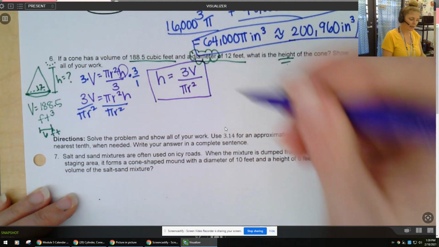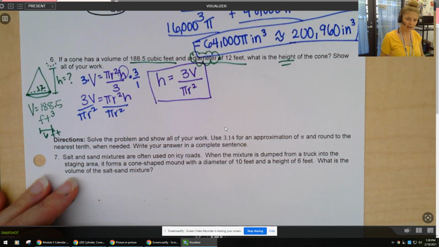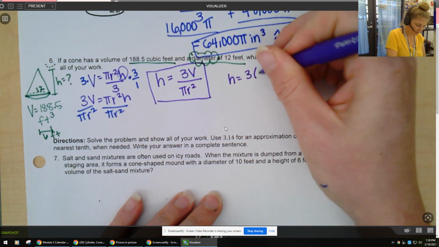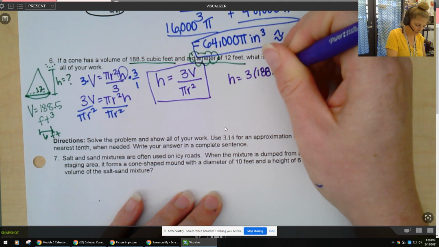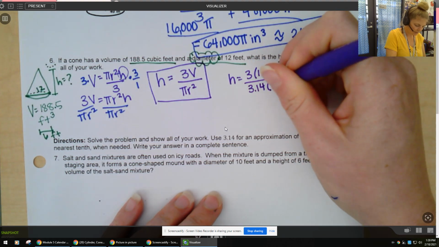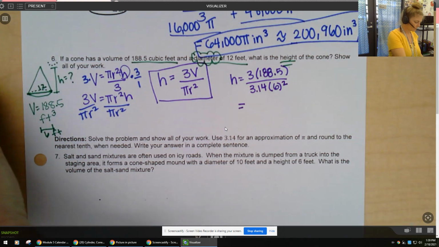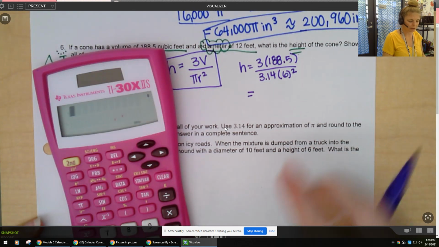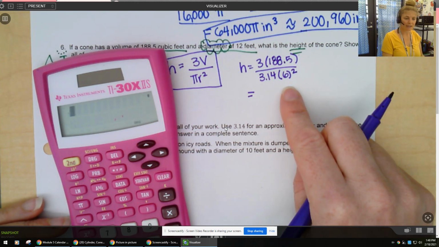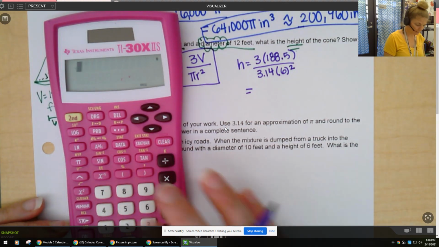So this is a great way to move around the variables without having to plug in big numbers and dealing with that in your calculator. So from here, height is equal to 3 times the volume, which is 188.5, divided by 3.14 times the radius, which is 6 being squared. Careful of your diameter, monster. So from here, I can just do parts of this in my calculator. I don't want to put all of this in my calculator at one time because the calculator does not do order of operations, and it's probably going to make a silly mistake. So you do you. Make your choices.